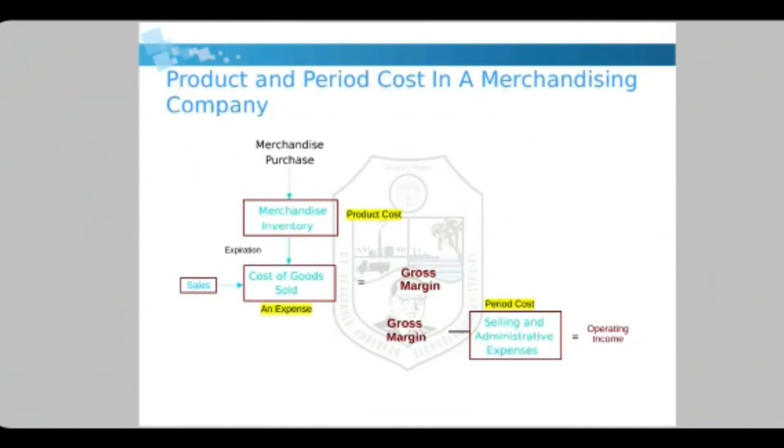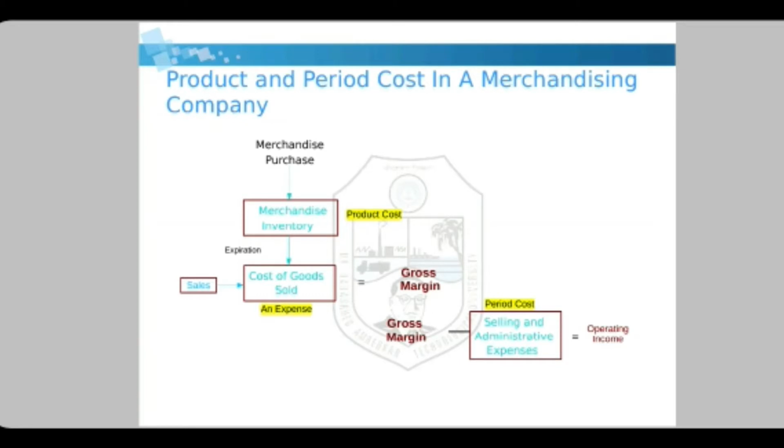Now, product and period cost in a merchandising company. Let's say there is one merchandising company. That company buys some products and sells them. They are not manufacturing anything; they are working like traders. They buy something and then sell those products at a higher price so that they will get a profit. Now you will understand better what product cost and period cost are in this example.